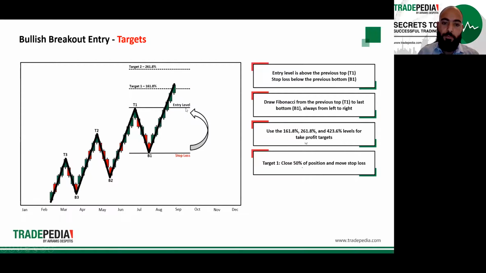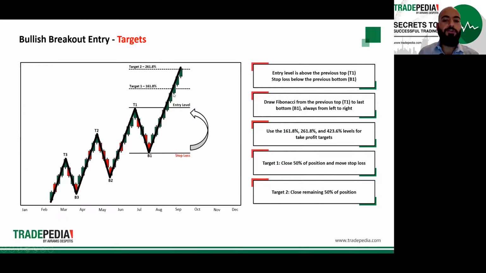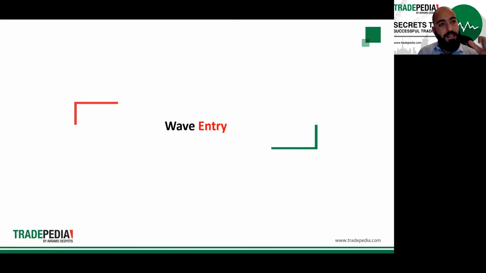We move the stop loss to the entry level. We hold on to a risk-free trade, nothing to lose. If the prices go down, I will exit with no loss and no gain on the second half. And if the prices continue higher, then I will enjoy more gains towards target 2. And the third entry strategy is the wave entry strategy.